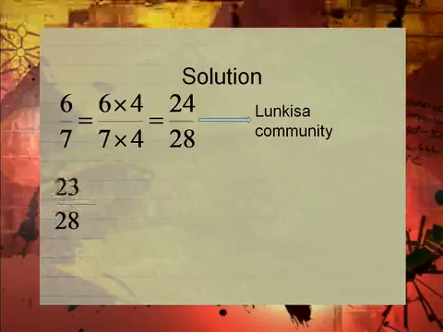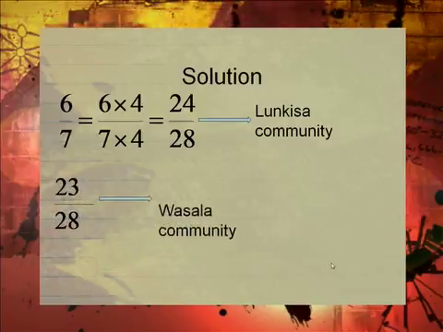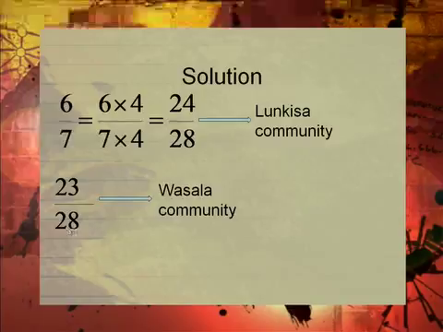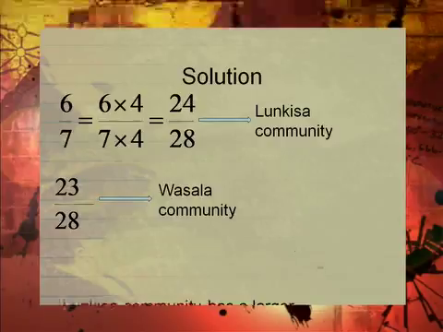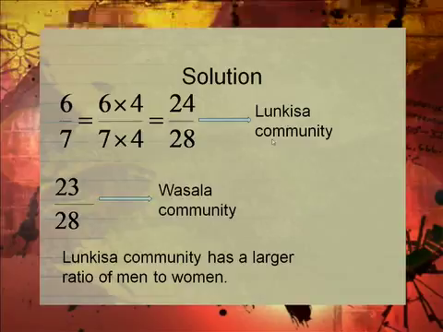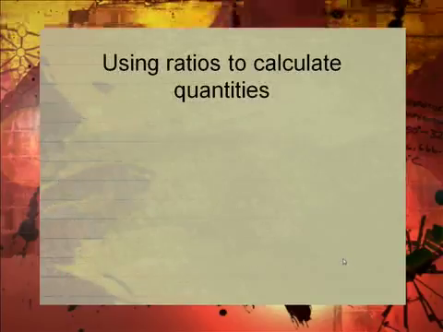Now I come to Wasala community. Wasala community is 23/28. It's already there. The denominators are the same. Now, which number is bigger? You say 24 is bigger than 23. We now say Lungisa community has a larger ratio of men to women. Guys, if you look at the small numbers, you may think, no, this one is actually small. But get to your denominators and then you will be able to compare. If you look at this, 24 is more than 23. We say Lungisa has a larger ratio of men to women.